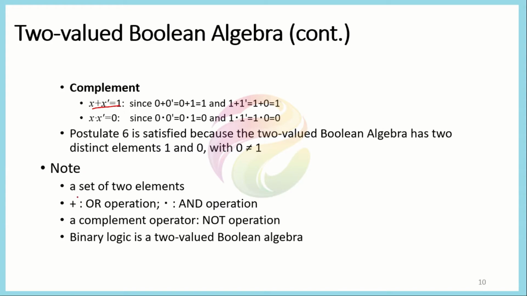As we have told before, plus represents the OR operation, dot represents the AND operation, and the complement is represented by the NOT operation. We have seen that binary logic is a two-valued Boolean algebra. The tables that we discussed here, all the properties we have solved here, are similar to the one which we discussed in the last lecture on binary logic. The AND gate, the OR gate, and the NOT gate operations are similar to what we have discussed in Boolean algebra with the properties of the plus and dot operators.